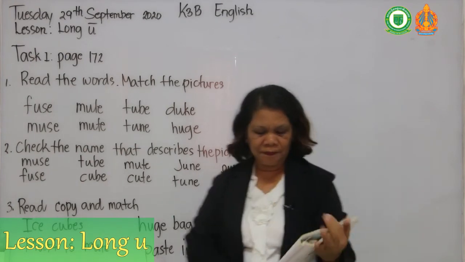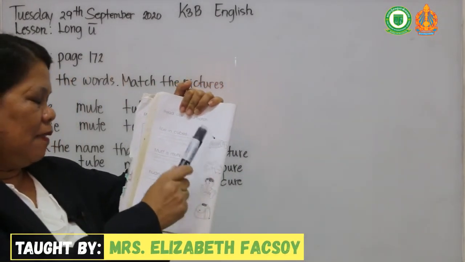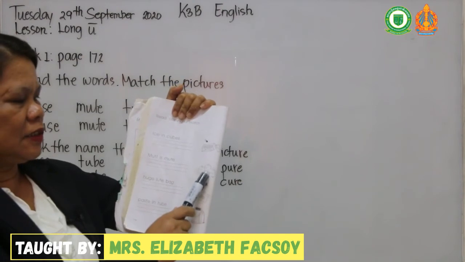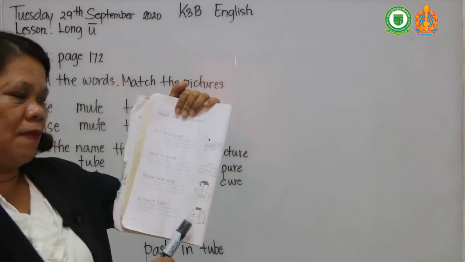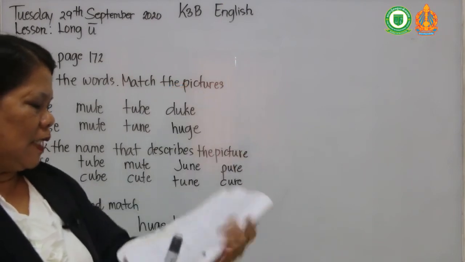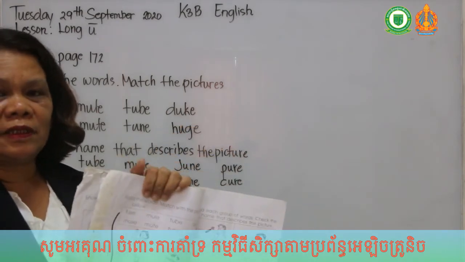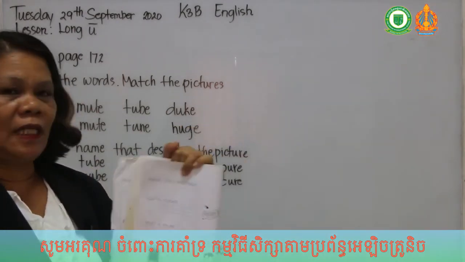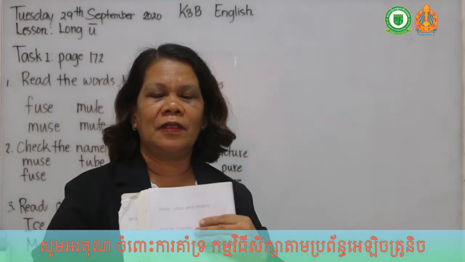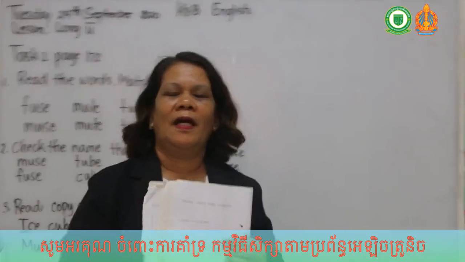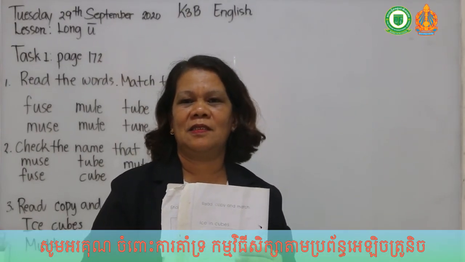Basin tube. Okay. Here are the pictures. This is a basin tube. This is ice cube. This is Mutt. He's mute, and this is a huge bag. Okay. So there are three activities here. You are going to do it by yourself, okay? So I give you time to do this, and please do it by yourself. Then after doing this, you're going to drop, and I will give you a score, okay? I give you 20 minutes to finish these activities.